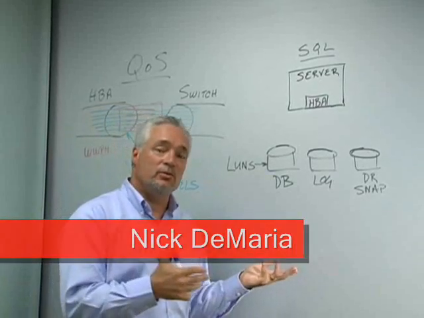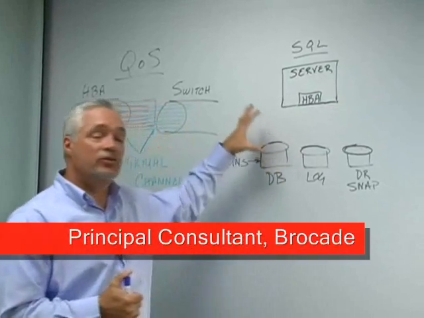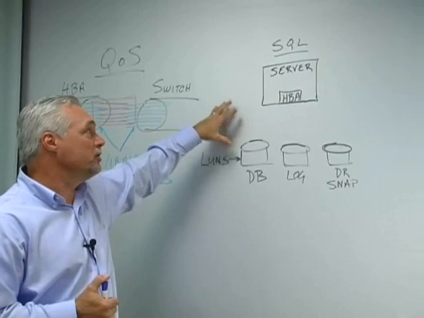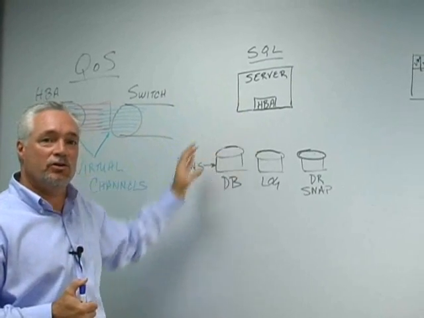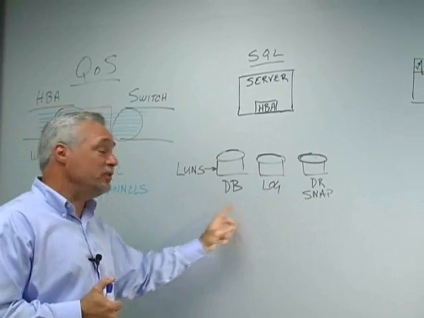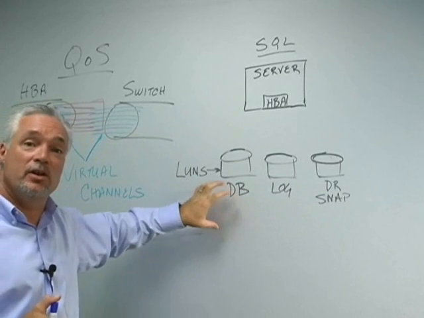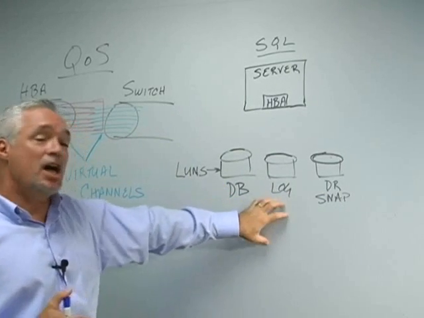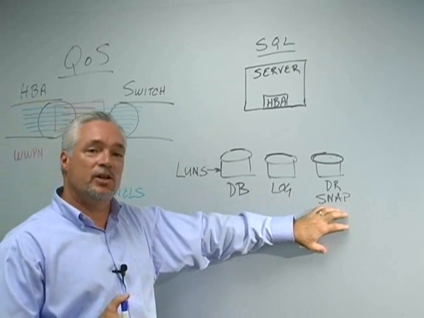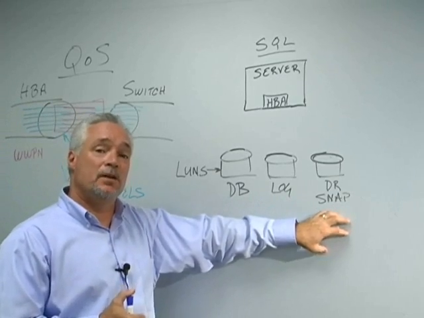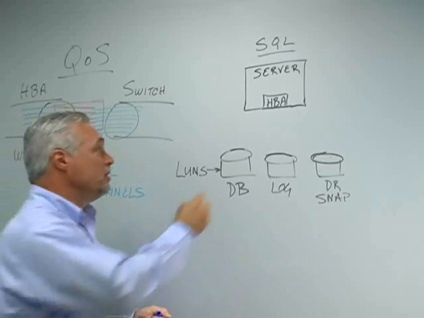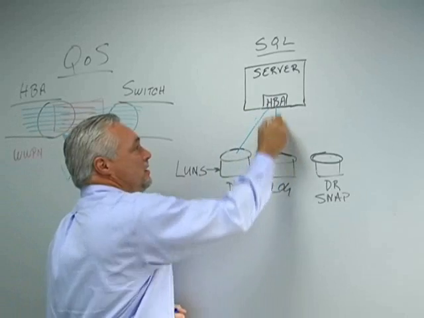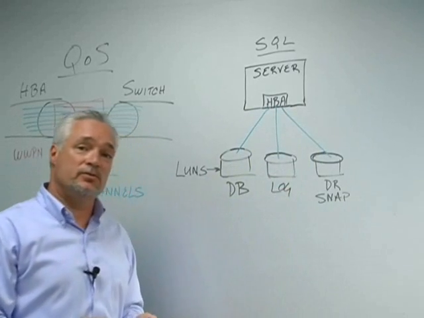So let's take this into a real-world application. In this case, we're going to be looking at a SQL server, a basic server with an HBA in it talking to 3 different LUNs. On these 3 different LUNs, they usually have the setup as a database LUN, a log LUN, as well as a disaster recovery snap LUN or volume. 9 times out of 10, they're going to be talking to one HBA to those 3 different LUNs.